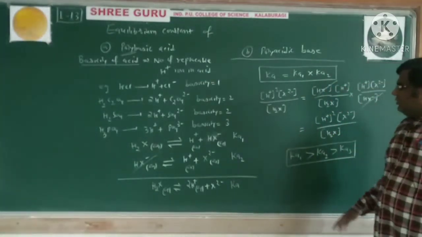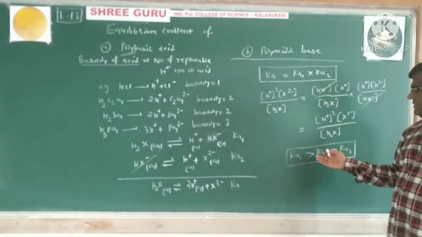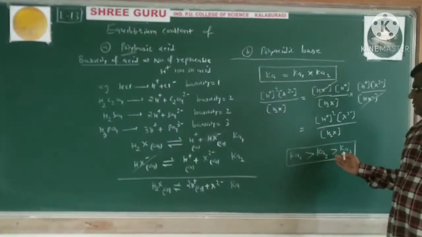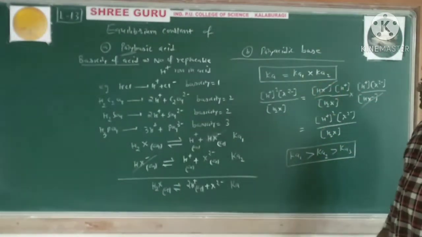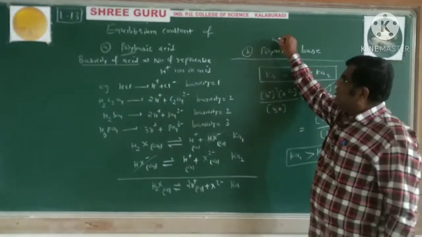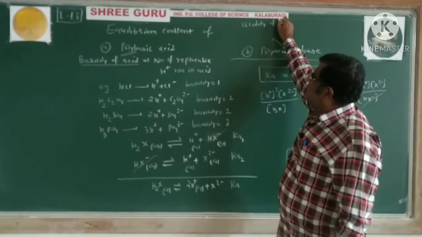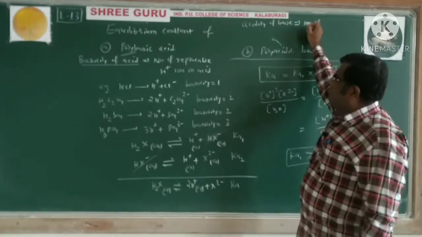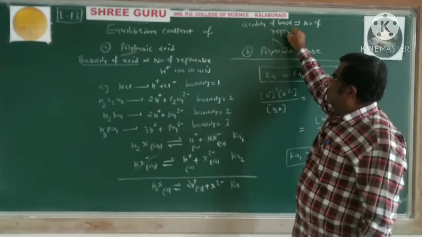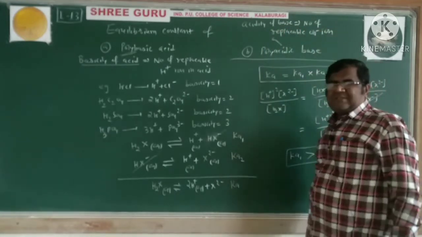So we have two relations. This relation we already know. For polybasic acid, Ka1 is greater than Ka2, which is greater than Ka3. For polyacidic base, what do we mean by acidity of base? Acidity of base is the reverse. Acidity of base is nothing but the number of replaceable OH negative ions in the base.